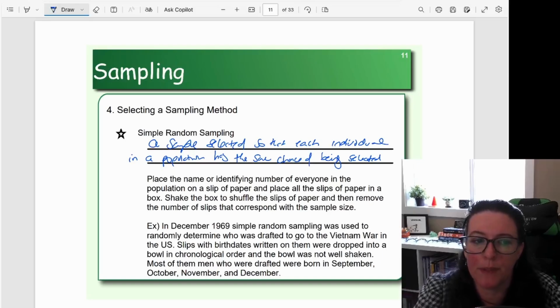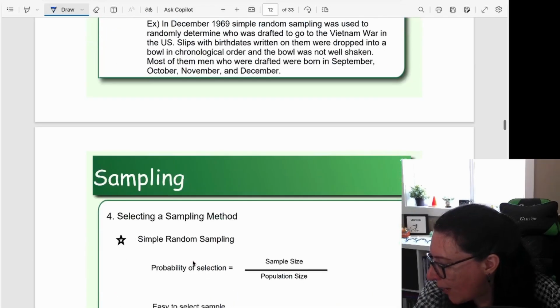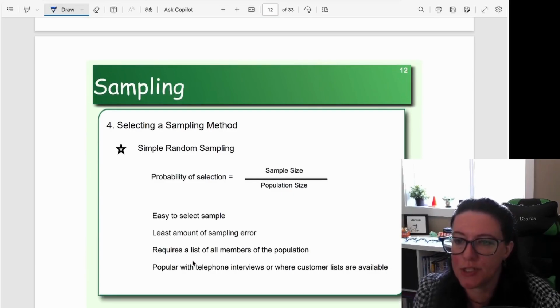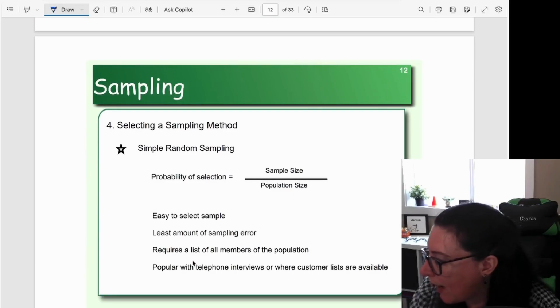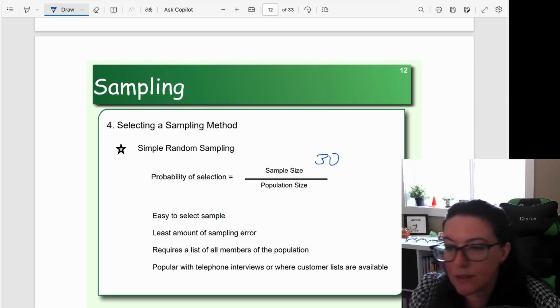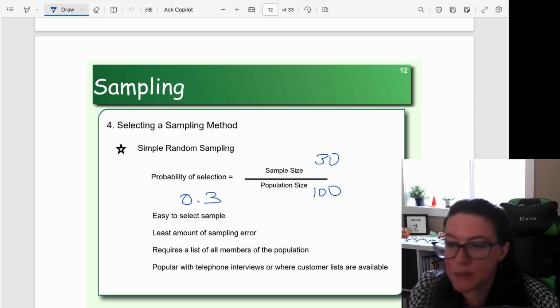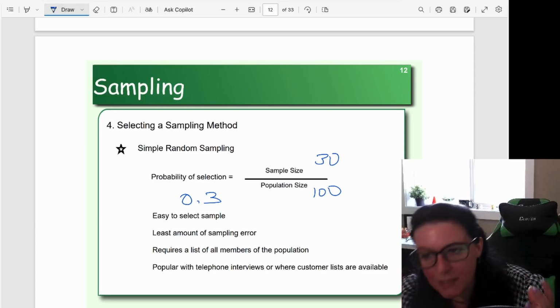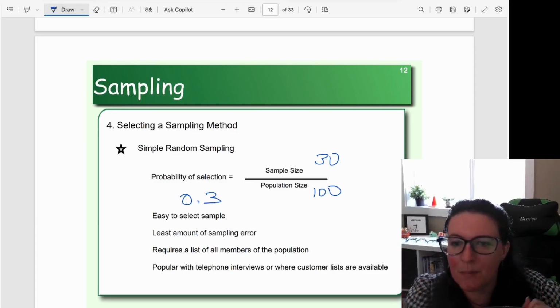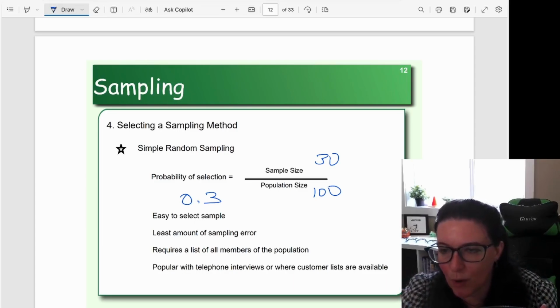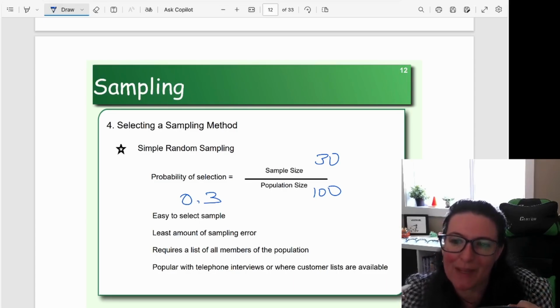To determine the probability of selection in a simple random sample, we take the sample size and divide by the population size. For example, if we want a sample of size 30, and, to keep the math easy, there were 100 people in the population of interest, then the probability of selection is 0.3 or 30%. That means everybody whose name is in the bowl, assuming the bowl is all randomly mixed up, has a 30% chance of being selected. So about 1 in 3 will end up in the sample.